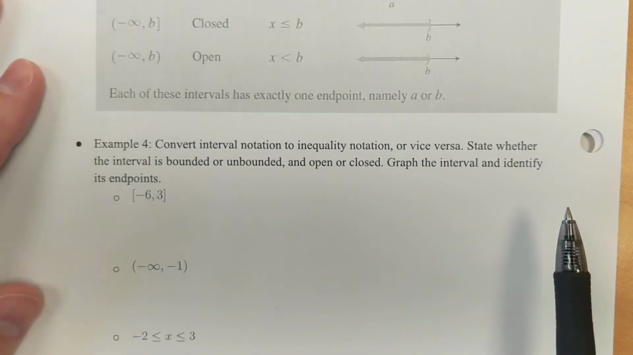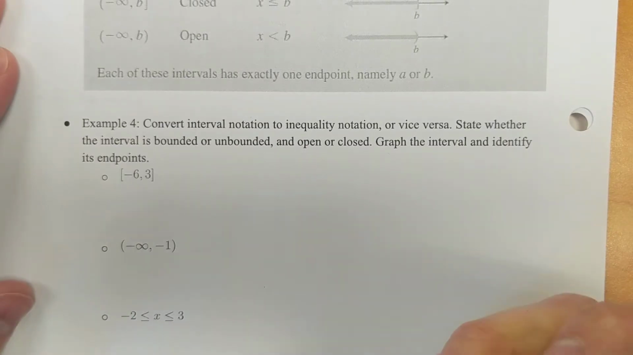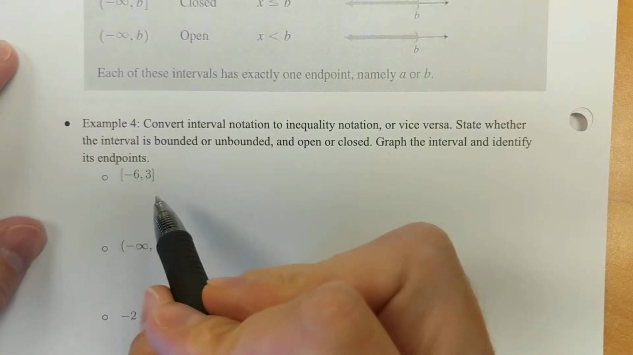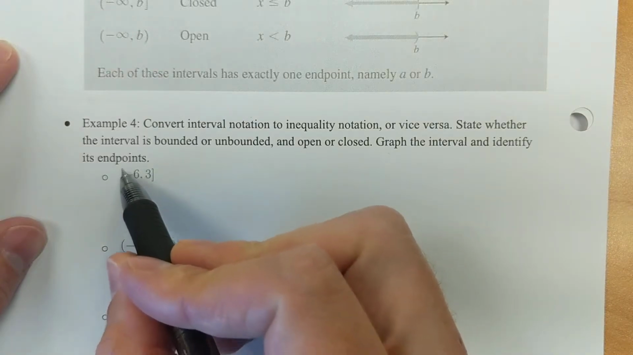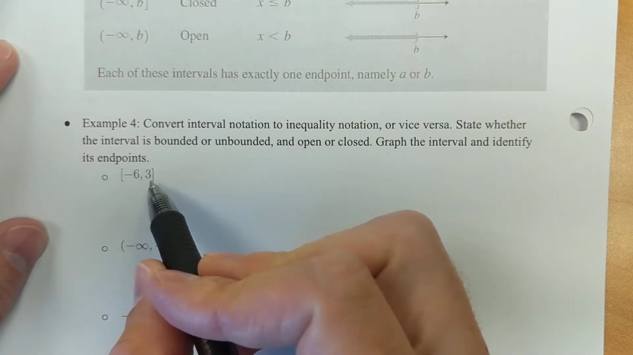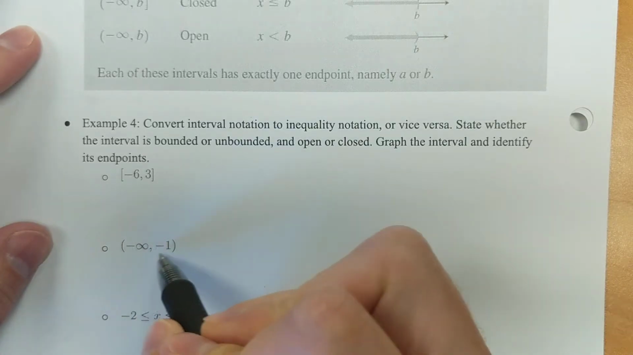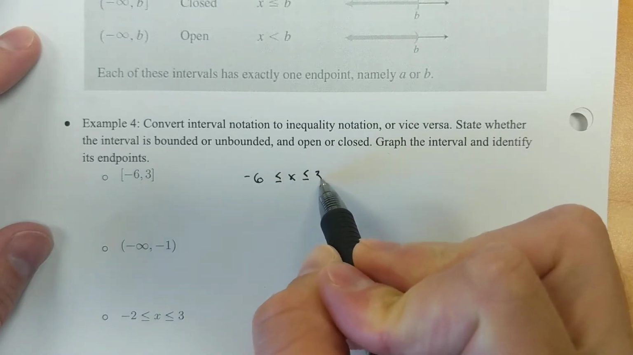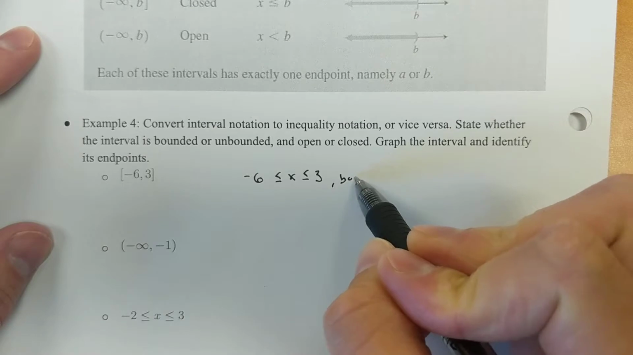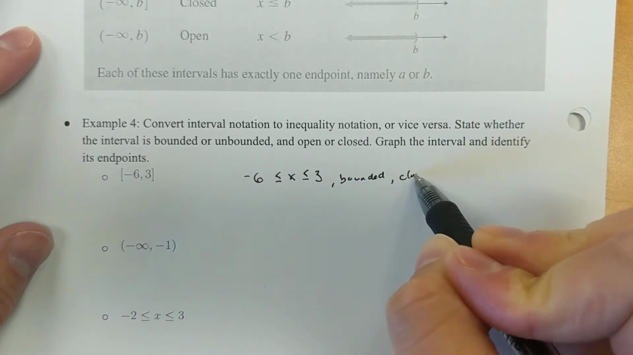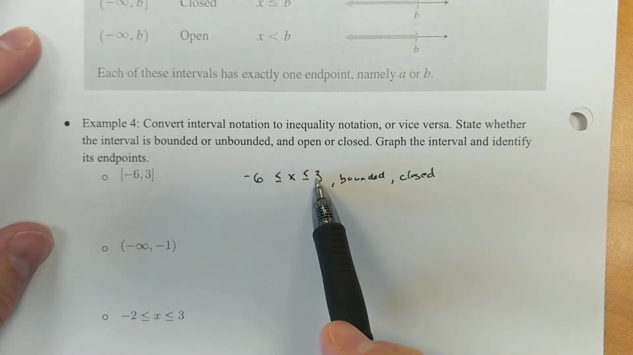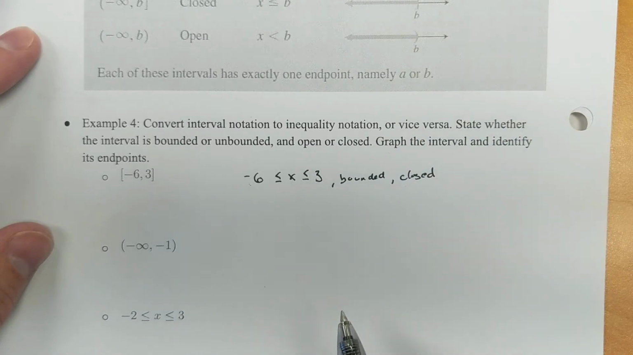All right, so example 4: convert interval notation to inequality or vice versa, then state whether it's bounded or unbounded, open or closed. So here we go. This is interval notation. In interval notation, a bracket is the same thing as including the "or equal to" bar. Parentheses like down here do not. So this is -3 ≤ x ≤ 3. So this is bounded and closed, because it has two endpoints and those are included, so it is a closed interval.